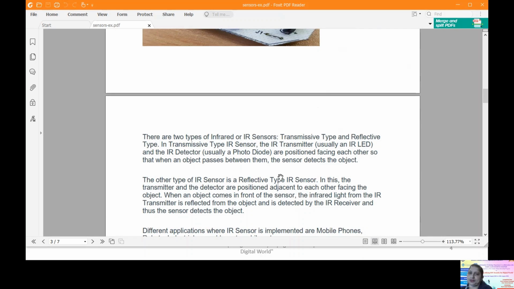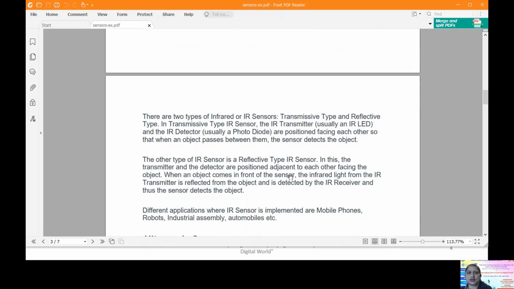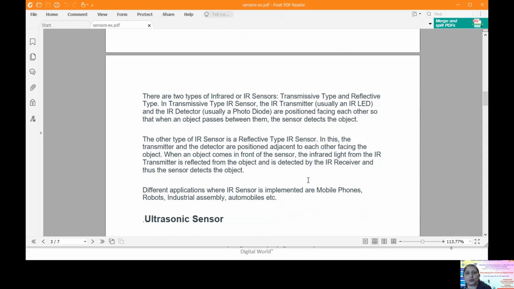Again, there are two types of infrared sensors, that is the transmissive type and the reflective type. What is the transmissive type and the reflective type? In the transmissive type IR sensor, the IR transmitter, usually an IR LED, and the IR detector, usually a photodiode, are positioned facing each other so that whenever an object passes between them, the sensor detects that object.